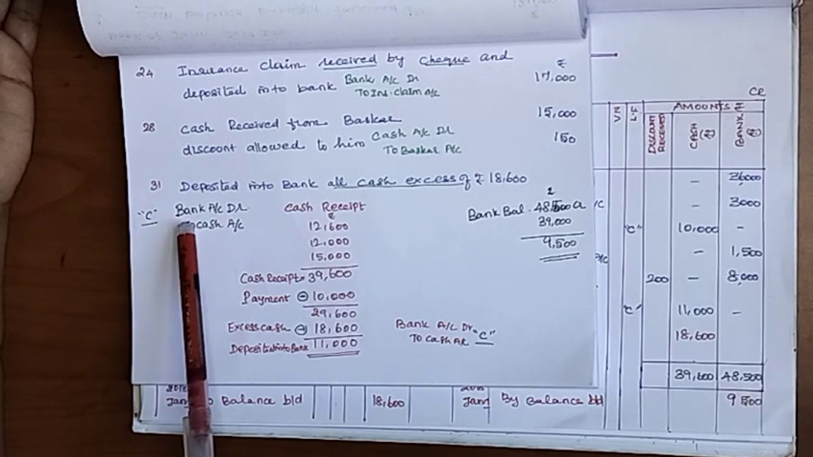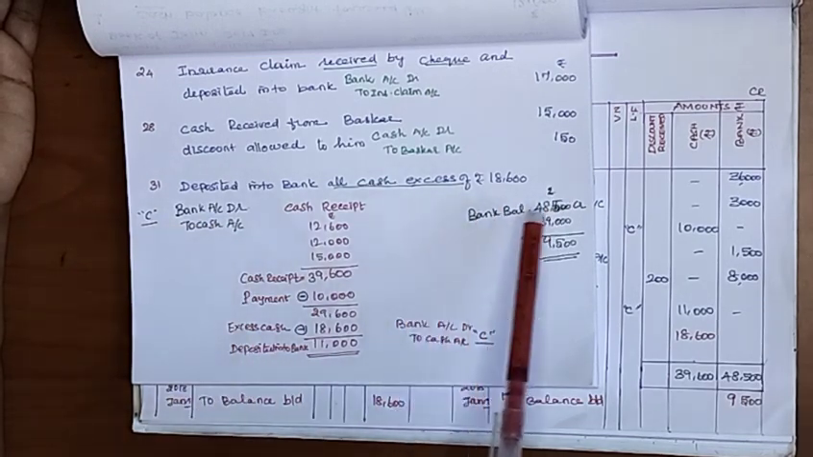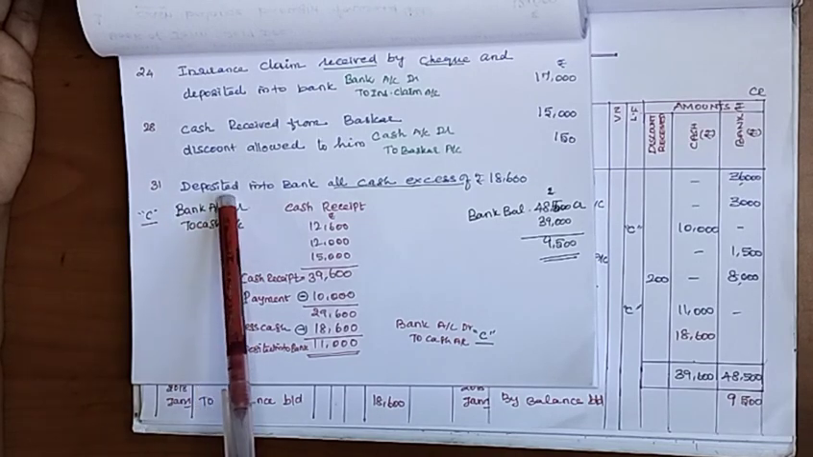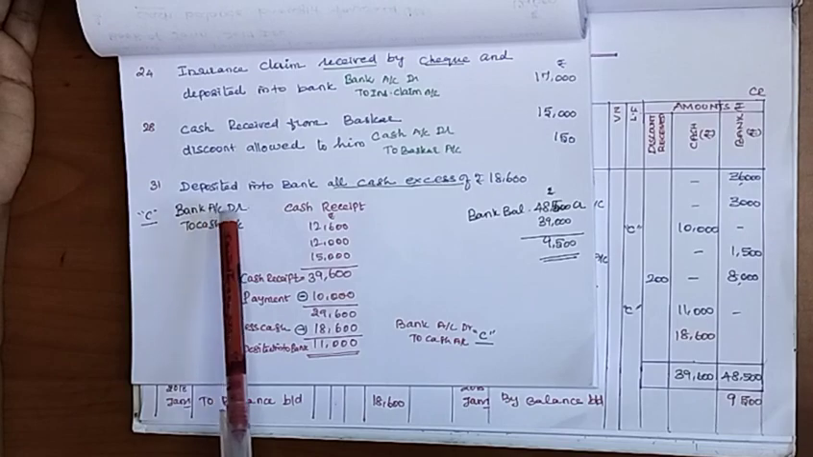You have to enter these two accounts on both the debit and the credit side. First we take the debit side, debtor side. What is there? This is a bank account debtor.